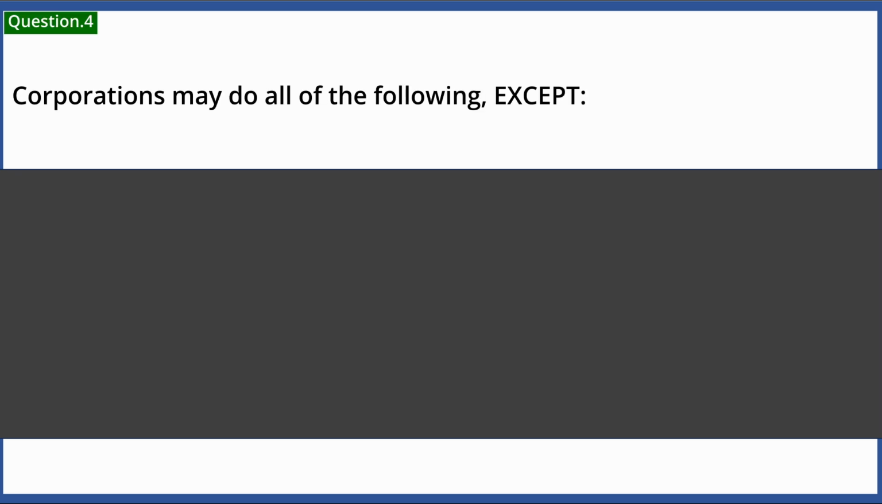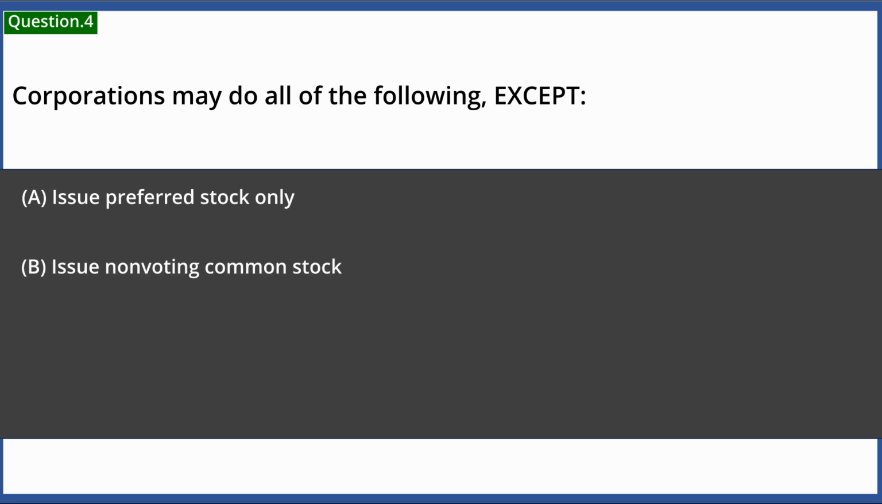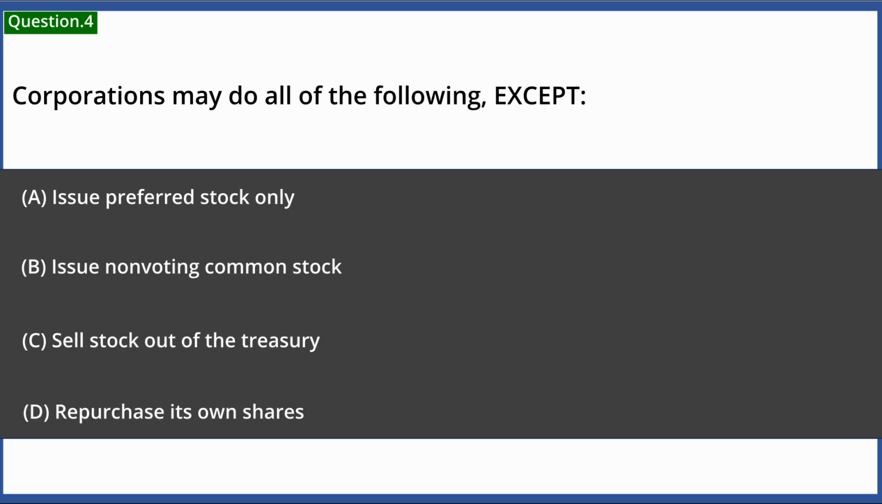Corporations may do all of the following, except: A. Issue preferred stock only. B. Issue non-voting common stock. C. Sell stock out of the treasury. D. Repurchase its own shares. Answer: A. Issue preferred stock only.